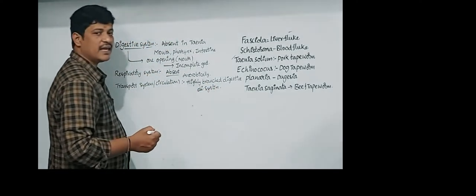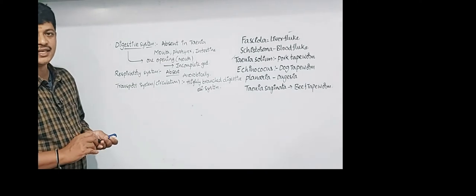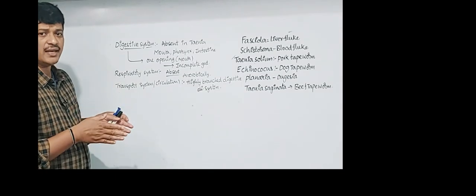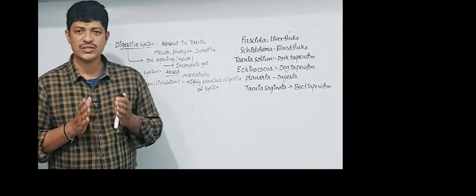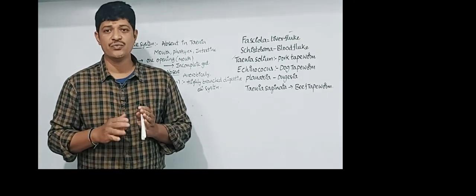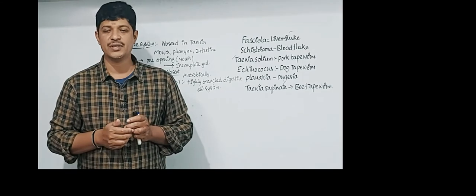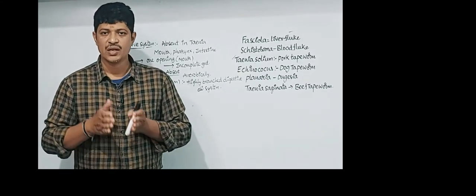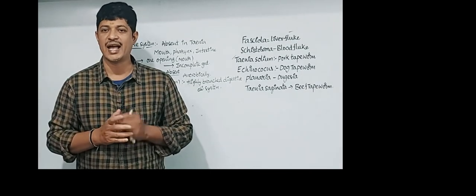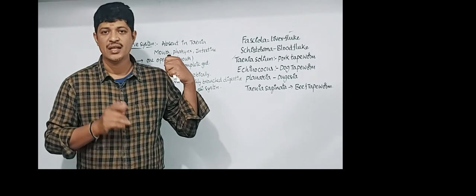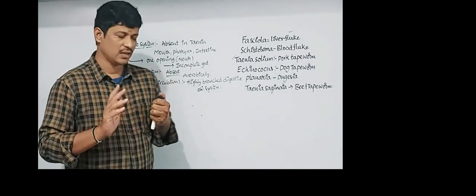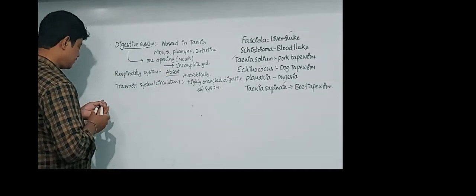This highly branched digestive system helps to circulate the materials from one place to another. That is only circulation. It helps to circulate the materials towards the body parts only, but it is not at all involved in collecting the materials from such parts. So the digestive system is highly branched in these animals, which helps to circulate the materials from one part to another part.